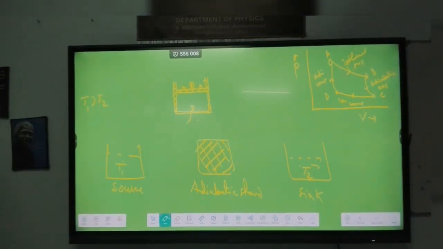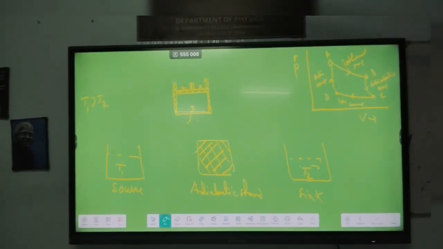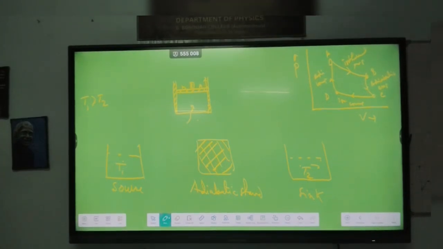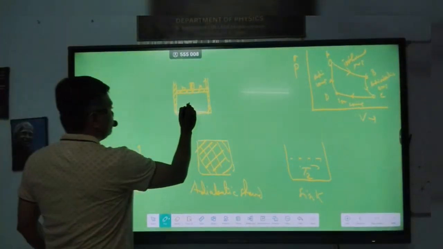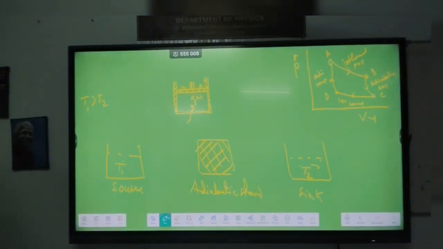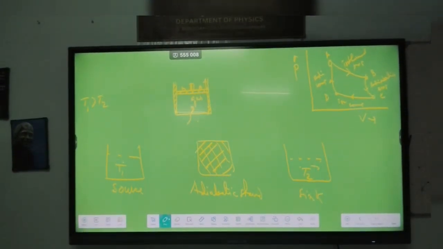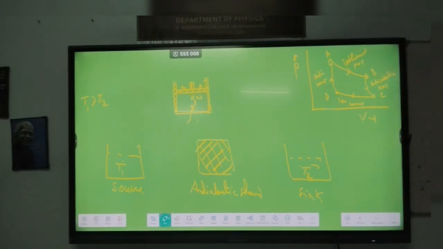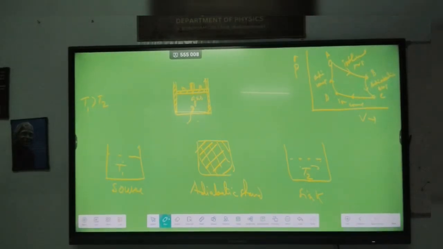Okay, so these are the things that I need for a heat engine to operate. That means for a Carnot engine to operate, I need a source, a sink, an adiabatic stand, and the gas. Now what is this gas? This is a perfect gas. Whatever process will follow here, isothermal expansion, adiabatic expansion, all will be reversible. All are reversible processes.